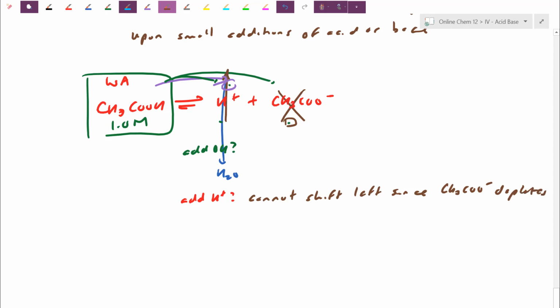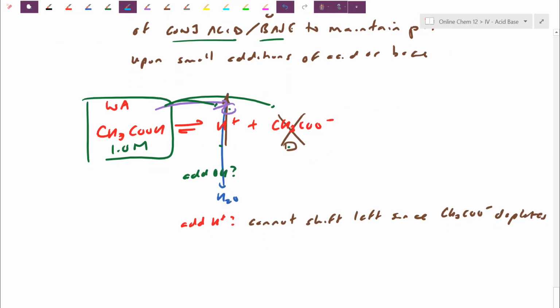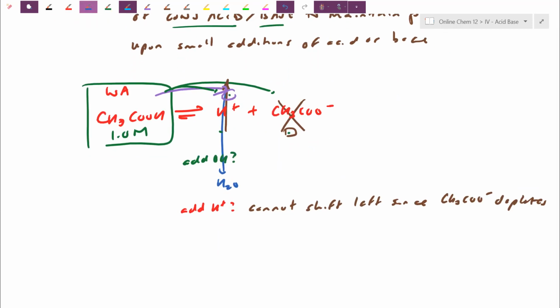So for a buffer system, like we said, we have to have appreciable amounts, not just of the one side, but also enough of the conjugate base. That can be as simple as, let's add in a salt. Let's go with potassium acetate. Well, where did the potassium come from? Well, it's an alkali salt. Alkali salts are fully soluble. That's going to artificially beef up the acetate.